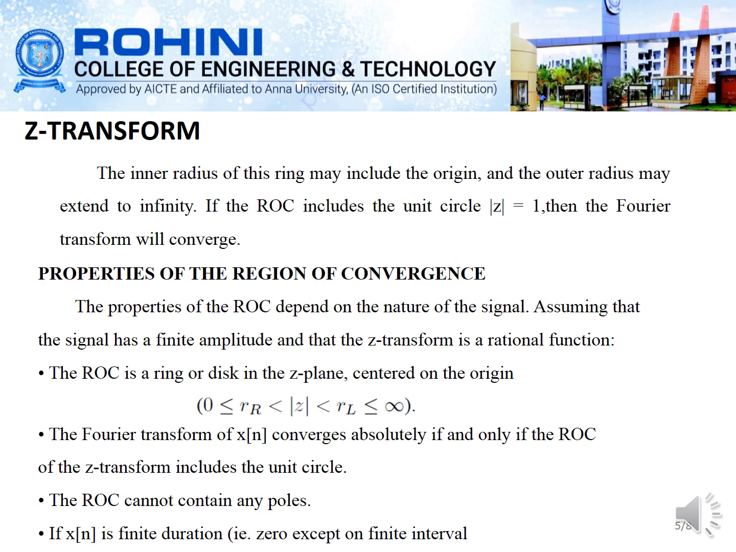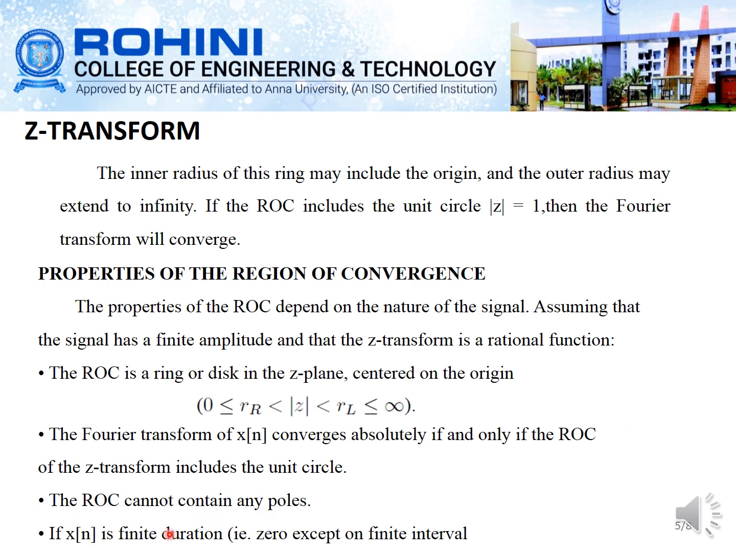The properties of the region of convergence depend on the nature of the signal, assuming that the signal has a finite amplitude and that the Z transform is a rational function, and the ROC is a ring or disk in the z plane centered on the origin, that is 0 less than or equal to R left less than modulus of z less than R right less than or equal to infinity. The Fourier transform of x of n converges absolutely if and only if the ROC of the Z transform includes the unit circle, and the ROC cannot contain any poles.